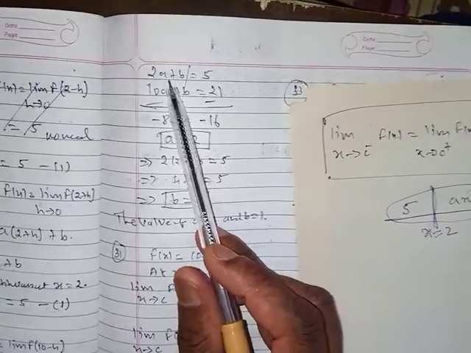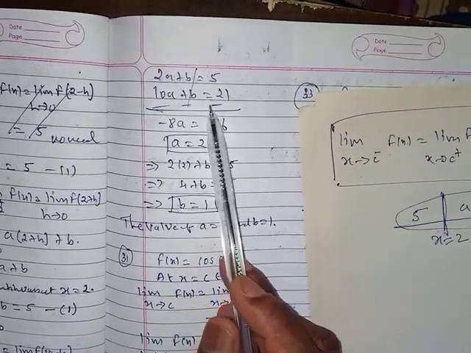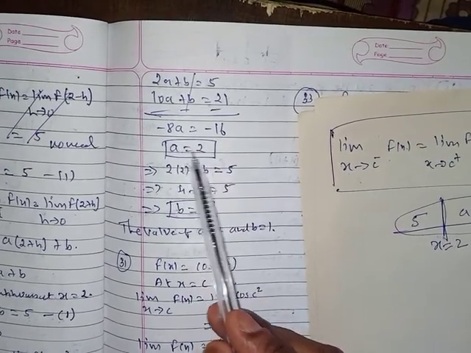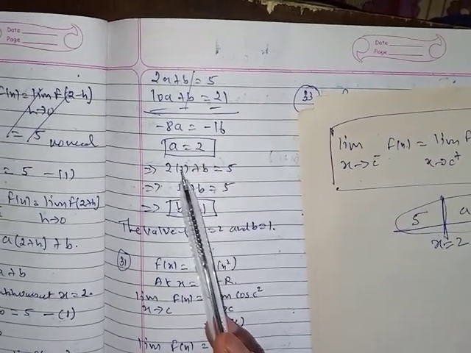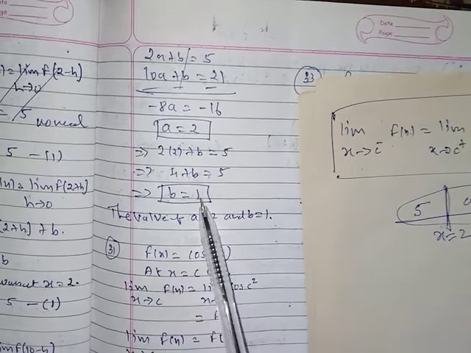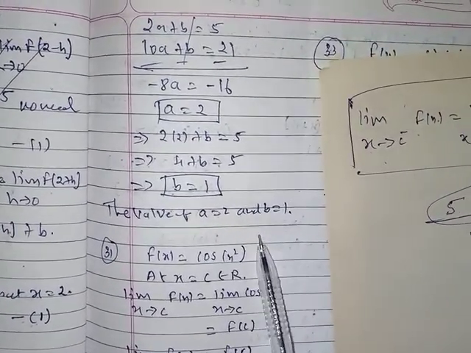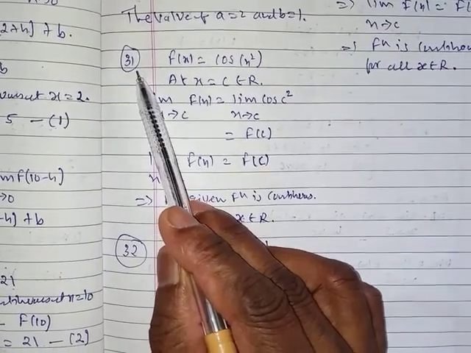Solving these two equations by the elimination method, what do we get? Minus 8a is equal to minus 16, so a is equal to 2. Substituting in the first equation, we get the value of b as 1. So the value of a is 2 and b is 1. Let's move on to 31.